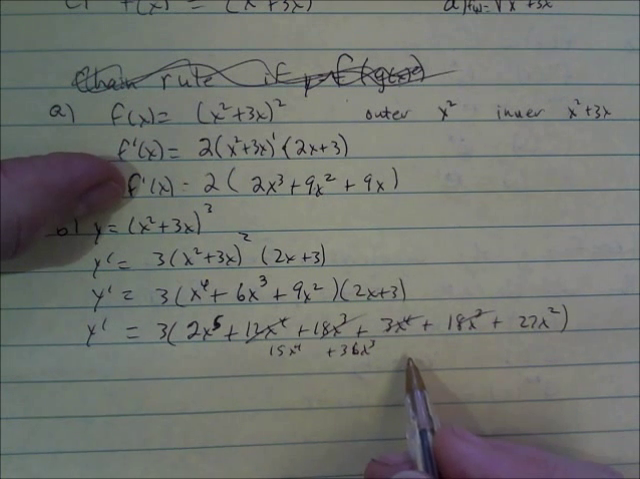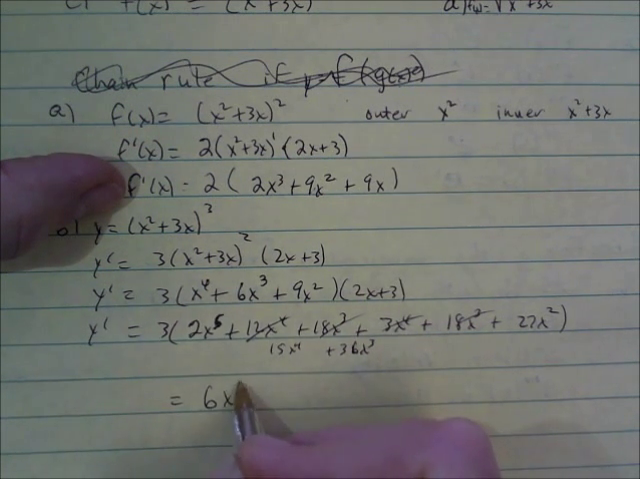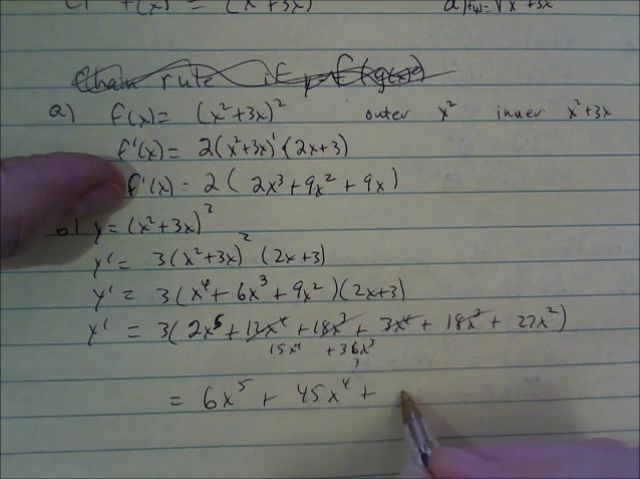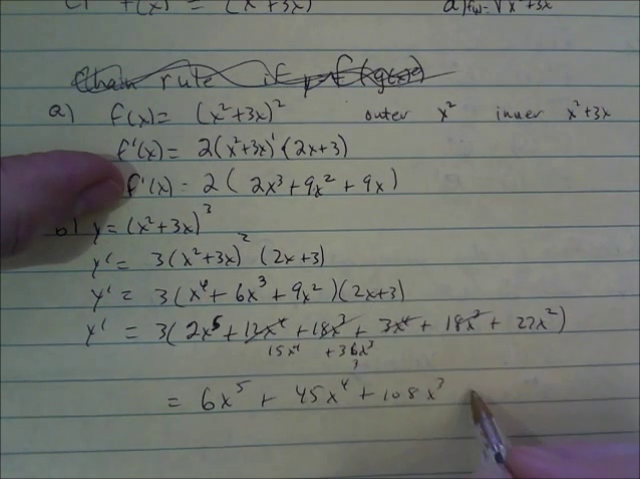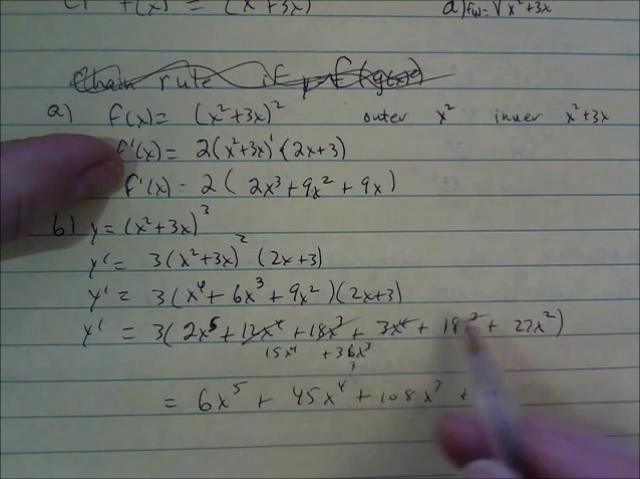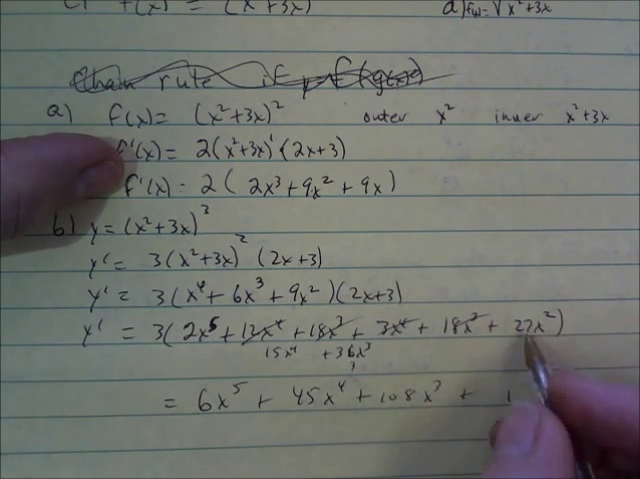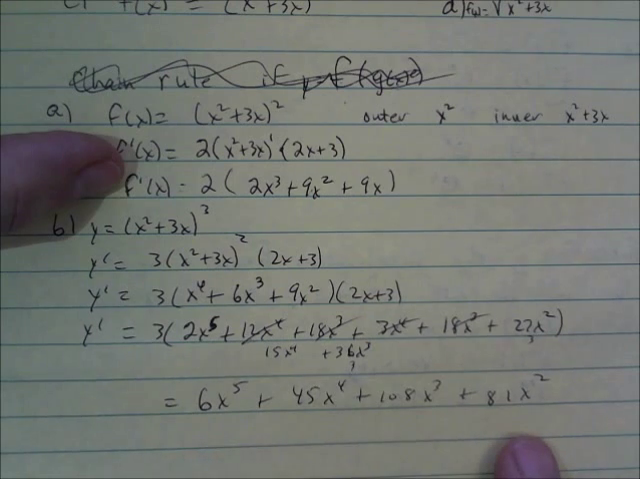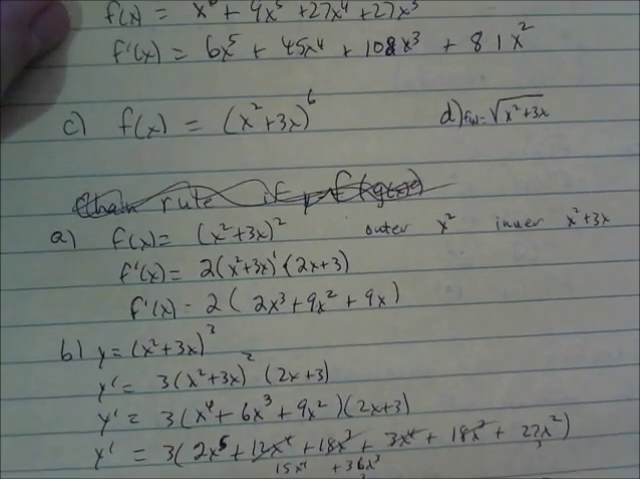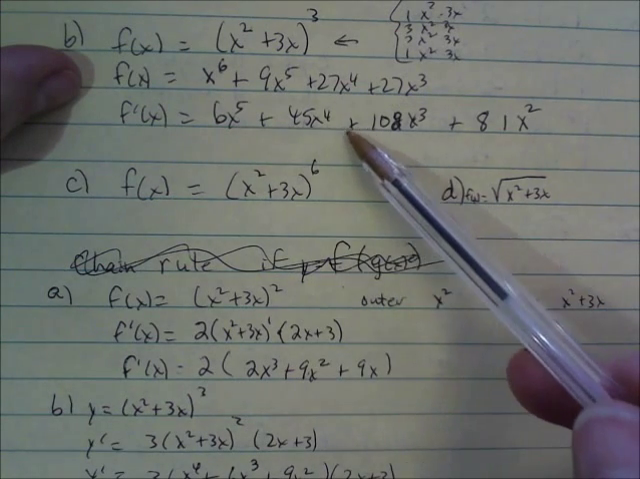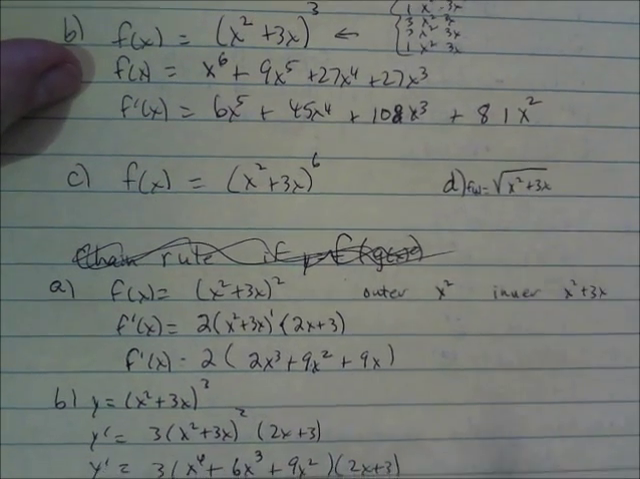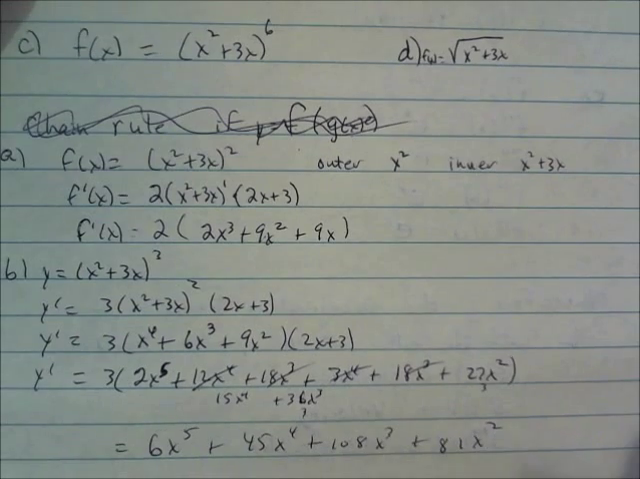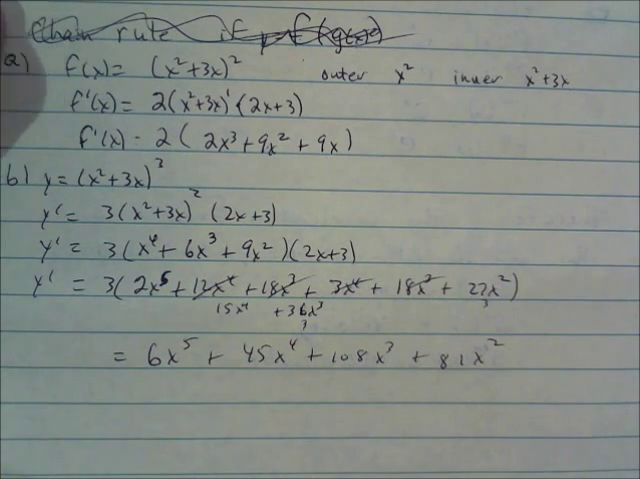So if we distribute the 3 throughout this parentheses, we have 6x to the fifth plus 45x to the fourth plus 108x cubed plus 3 times 27, which is 81x squared. Hopefully this matches what we had when we expanded the binomial. 6x to the fifth plus 45x to the fourth, 108x cubed. Yep, that matches. So this is using the chain rule, and this is using binomial expansion with individual power rules for the terms.